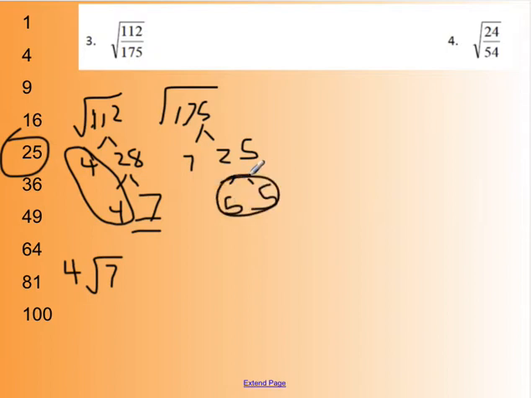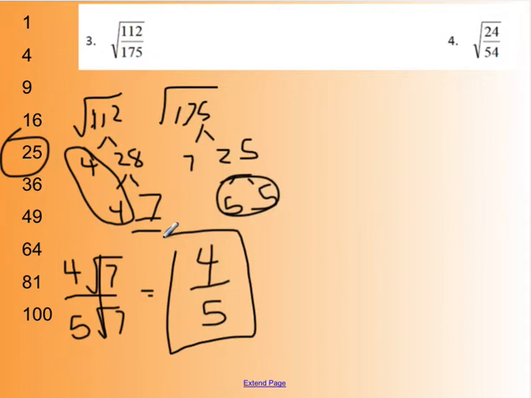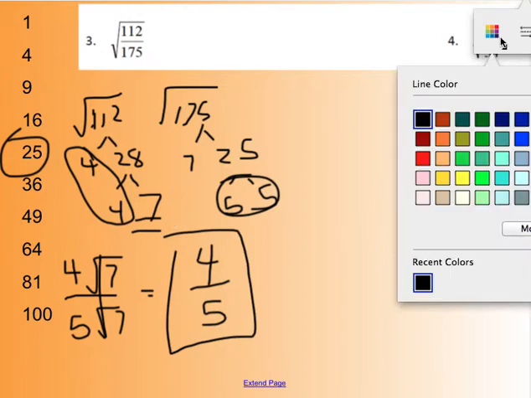So what I'm going to do is write this as the original fraction. So this is going to be 4 square root of 7 divided by 5 square root of 7. Now some students immediately just jump into rationalizing the denominator, which you don't have to do because both of these cancel out. So our square roots cancel out, and we're just left with 4/5 as our final answer for number 3.